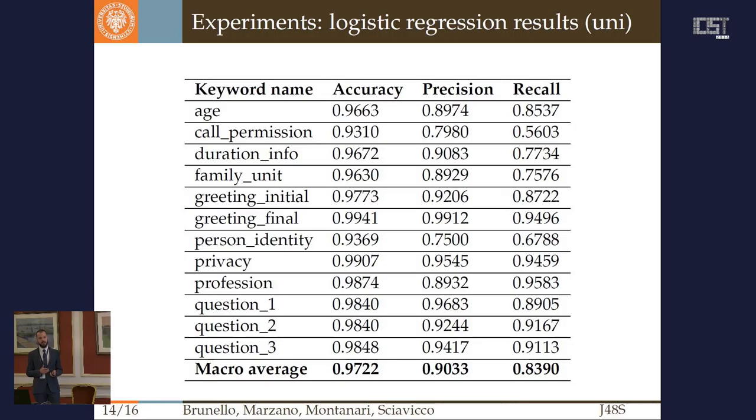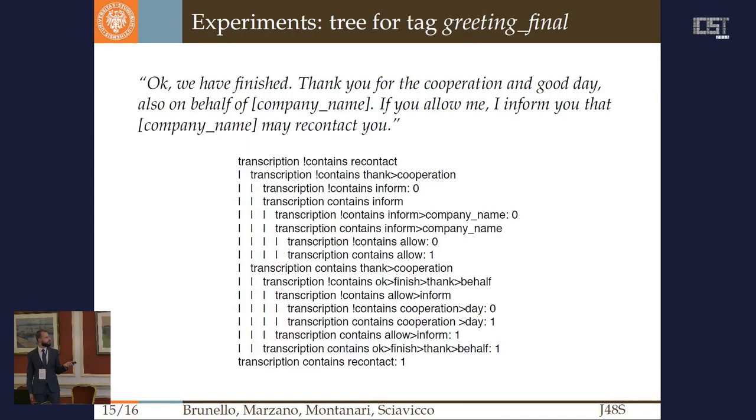However, to reach those results with logistic regression, we had to undergo a much longer preprocessing step, because we first had to determine the n-gram size to be used in the dataset. So we had to choose, for example, among unigrams, bigrams, trigrams. Then we had to choose the minimum threshold for an n-gram to be included in the dataset. And finally, we also had to perform an attribute selection step to reduce the dataset to just the n-grams pertinent to each tag. Whereas for J48S, we simply feed it the text.